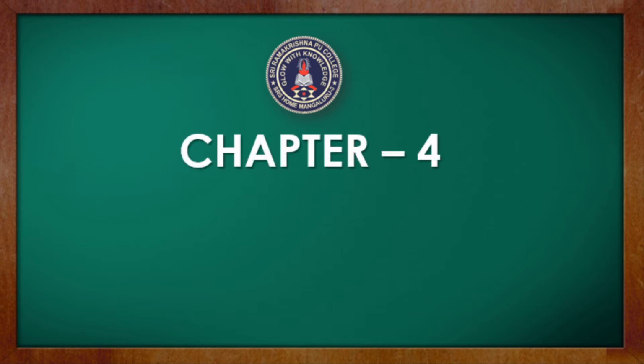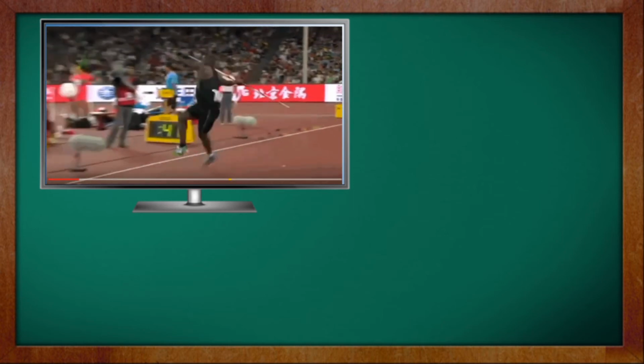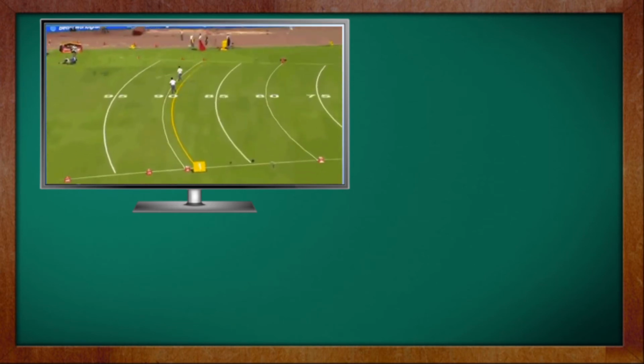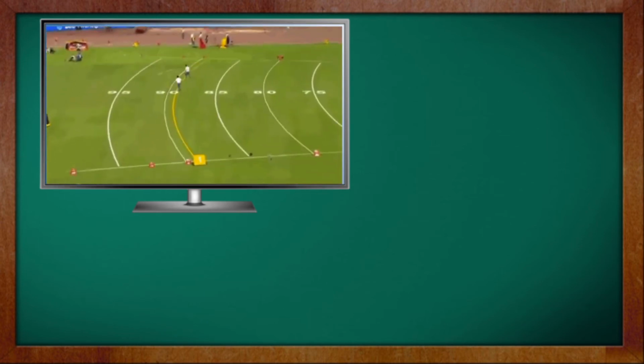Dear students, in today's presentation, I am going to continue with chapter 4, which is motion in a plane. So, consider this illustration. This is one of the field events in sports, and as you all can see, this event is called the javelin throw, in which an athlete throws an object, and that object we call the projectile. And see the path in which this projectile moves. It moves in a curved path.